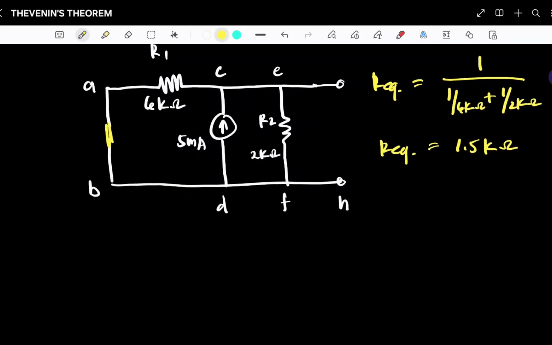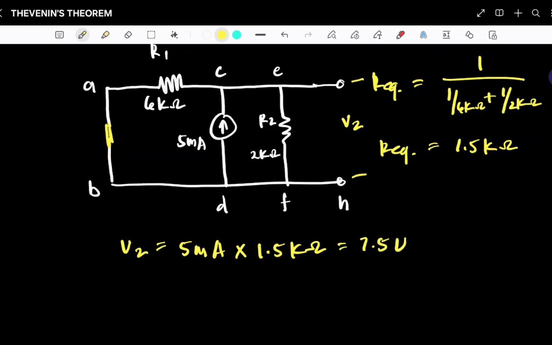The voltage across the open terminals G and H is equal to the voltage across the parallel combination of R1 and R2. So let's call it V2. V2 is equal to 5 milliamperes times 1.5 kilo ohms, which is also equal to 7.5 volts.